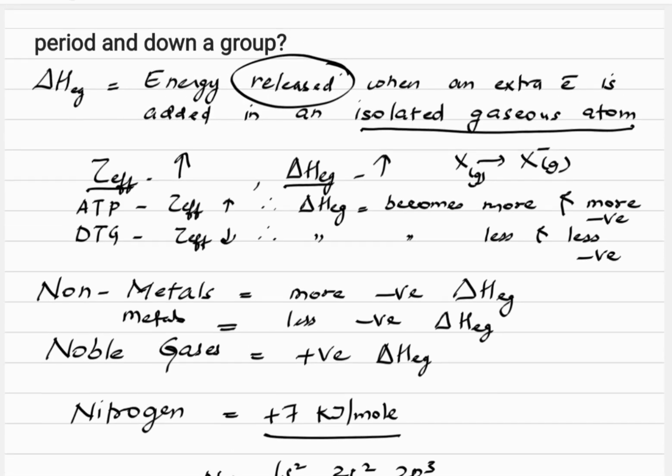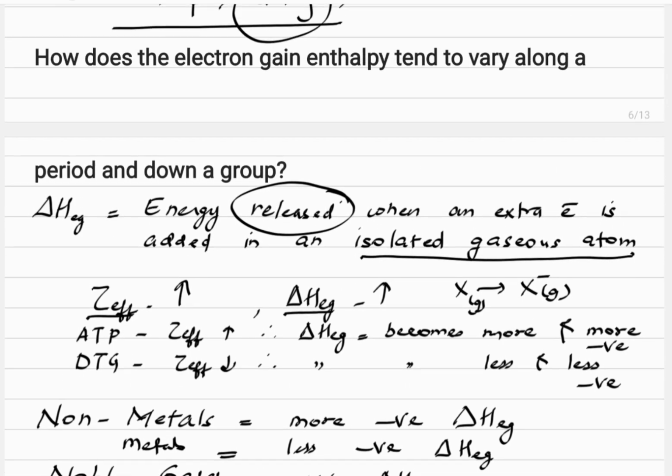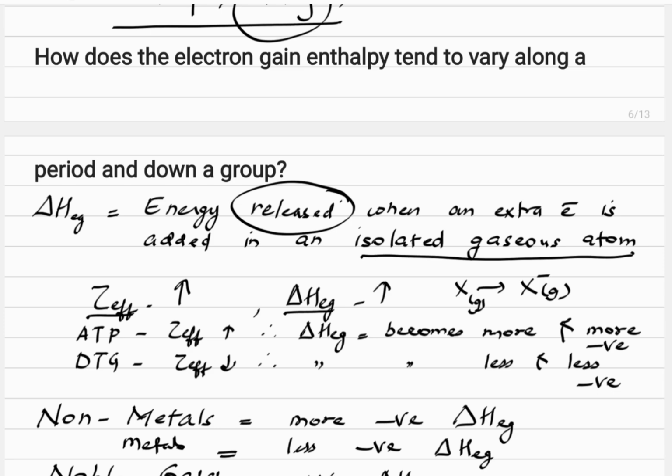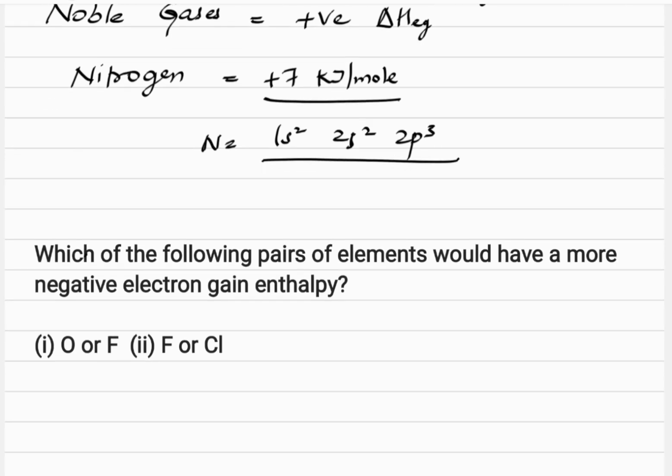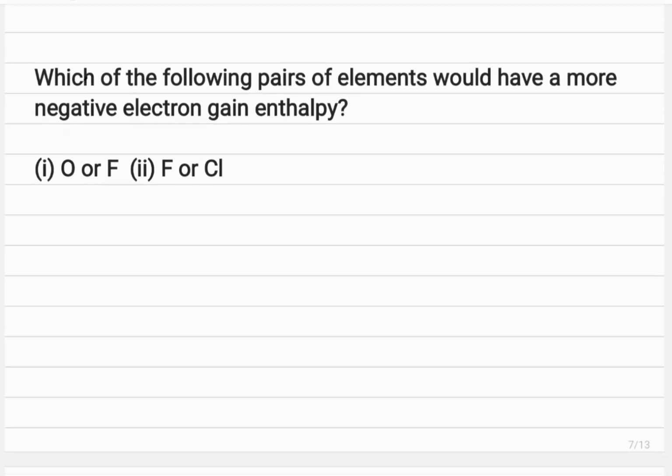Okay, so now I think I've answered this question: how does electron gain enthalpy tend to vary along a period and down a group? Moving on to the next question.